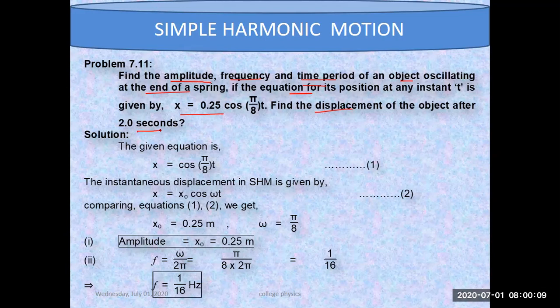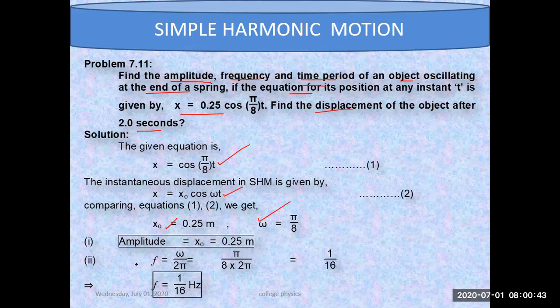So here is the problem. x is equal to 0.25 cos(pi by 8 t). This is basically the equation. And we know that instantaneous displacement in simple harmonic motion is x is equal to x naught cos omega t. And this x naught is given. It is 0.25. Omega is pi by 8. So the amplitude is basically equal to 0.25 meter, the maximum displacement to either side of the mean position.